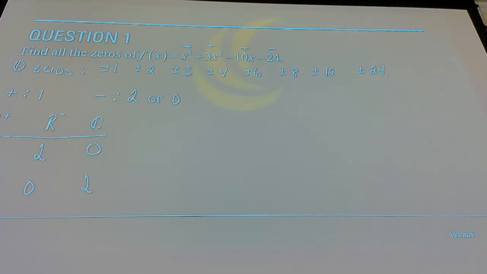Now comes the unfortunate part. Testing your rational zeros, or testing those rational numbers up there, to see which one is a 0. This is where, if you get extremely unlucky, this can take you a while. I try to be systematic about it.